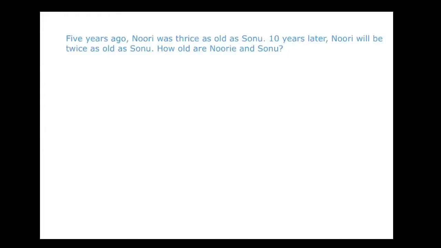Okay, so second question is, 5 years ago, Noori was thrice as old as Sonu, and 10 years later, Noori will be twice as old as Sonu. How old are Noori and Sonu? Ignore the spelling mistake of Noori at two places. So the situation is, you have to find how old are, means you have to find the present age.